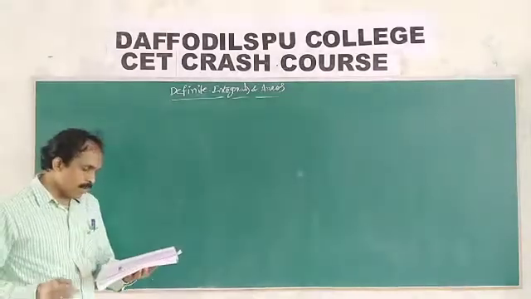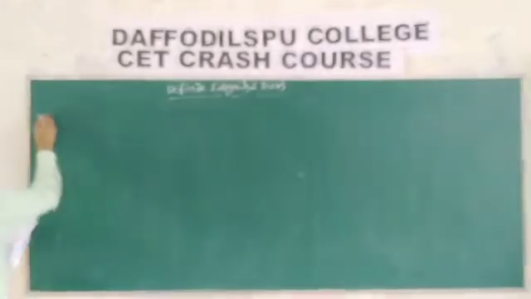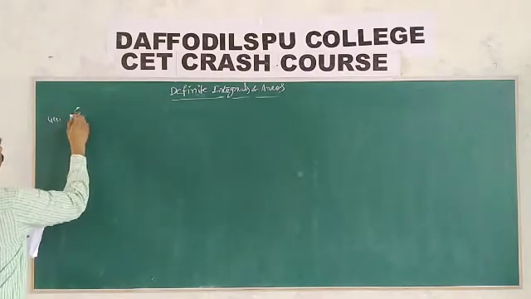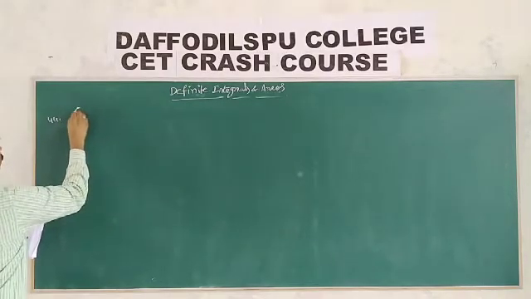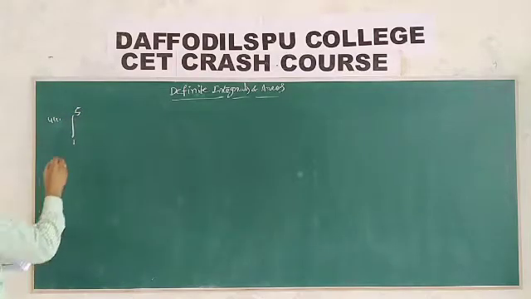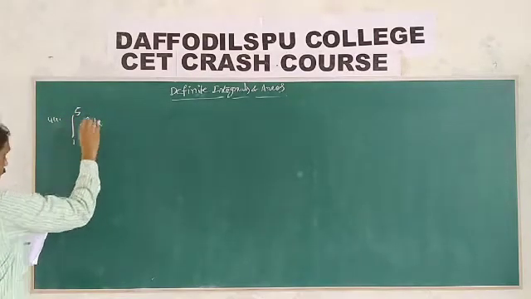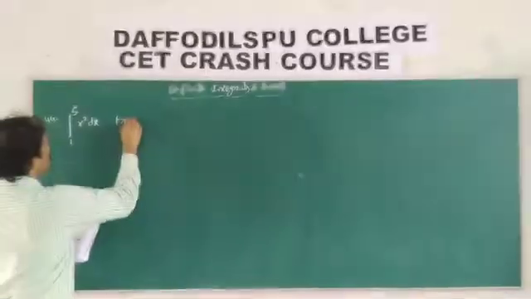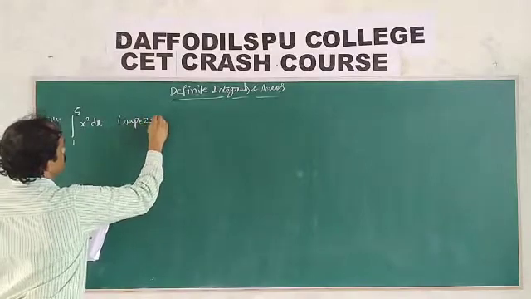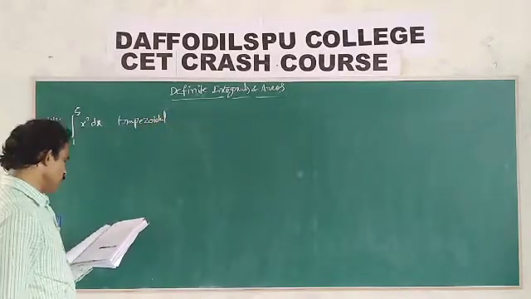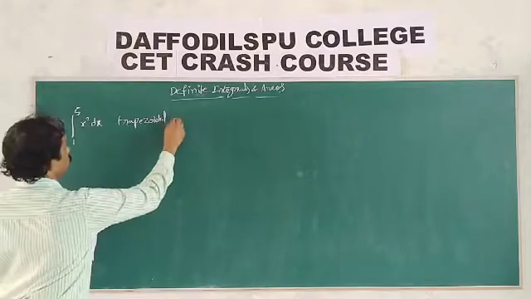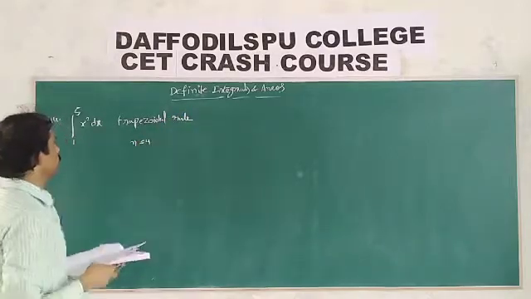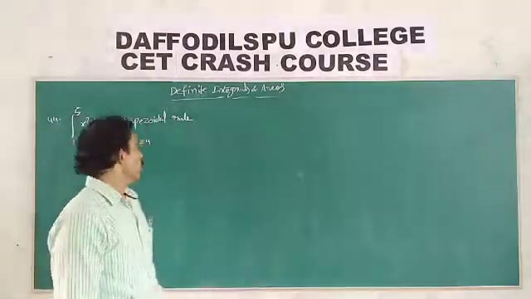The approximate value of the integral from 1 to 5 of x square dx using trapezoidal rule with n is equal to 4.